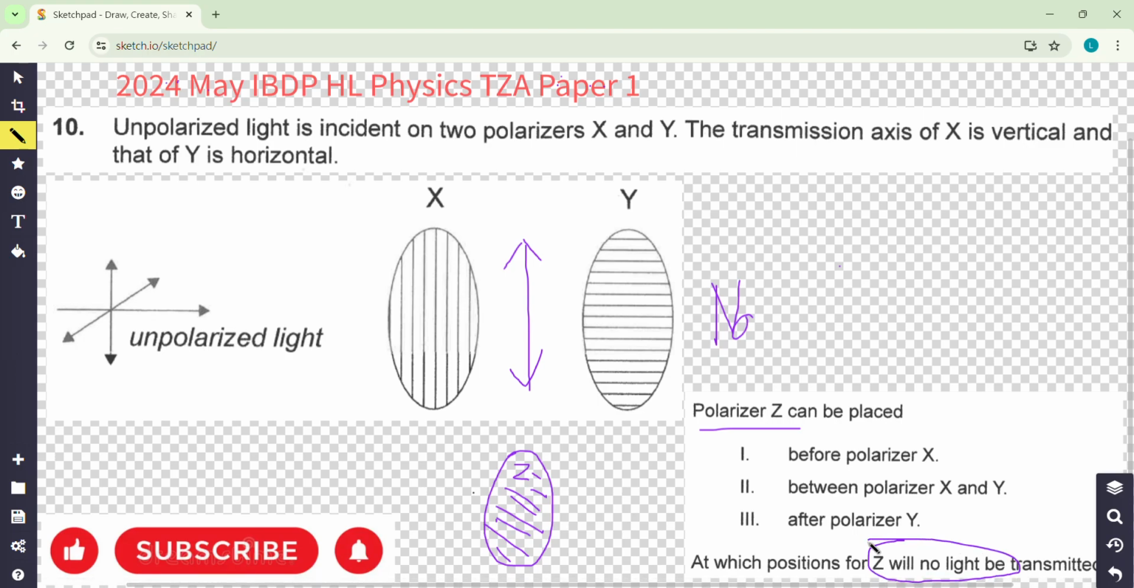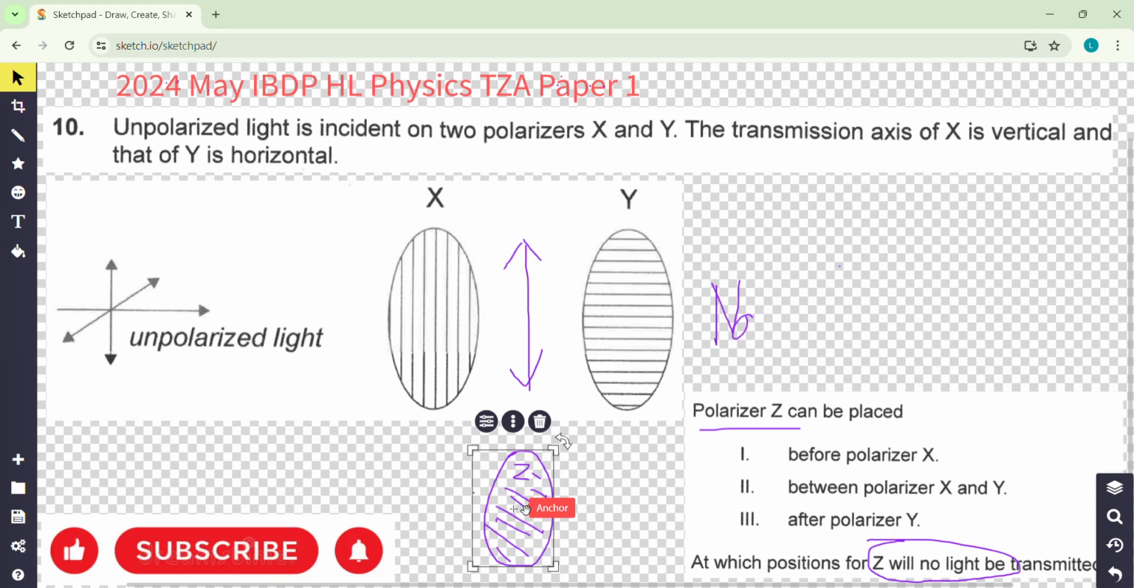some position, will still no light be transmitted? Which position can Z be placed? So assume Z is an inclined polarizer. So think about it: if this still happens, vertical, horizontal, perpendicular, and still no light is transmitted.